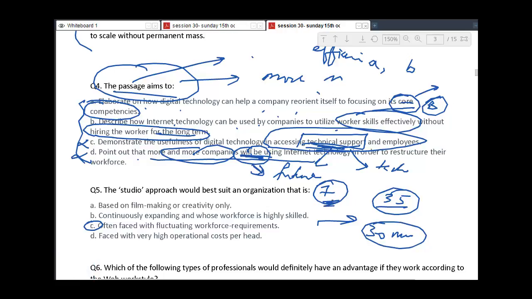It's a fact-based question. The studio approach is best for people who are facing fluctuating workforce requirements. Each and every paragraph is about that thing only. Because if I get the answer to the previous question correctly, there is no reason why I should get this question incorrect. Because the answer to that question will help me get the answer to this question. You tell me.